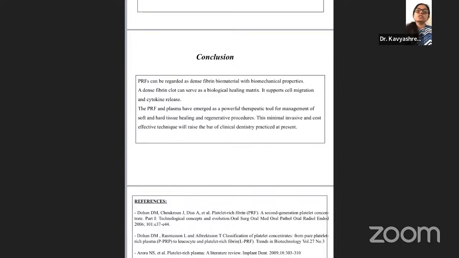So usage of this PRF on a daily basis, I think it gives an excellent result. We all can use it. The only thing is we have to make the institution buy the centrifuge machine, and then we can keep it in the department and use it.